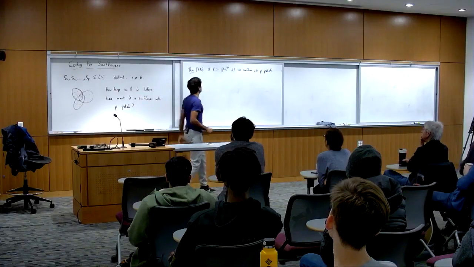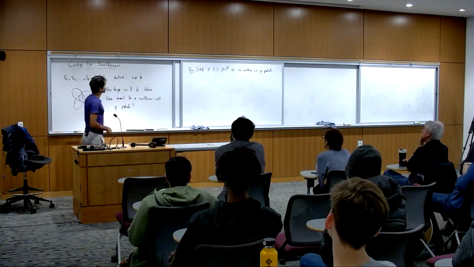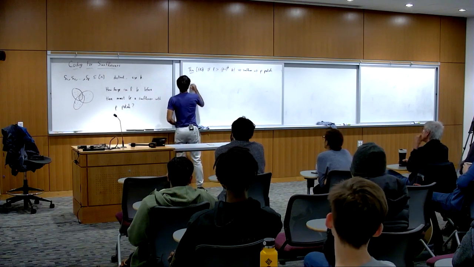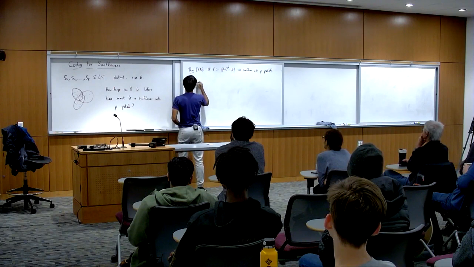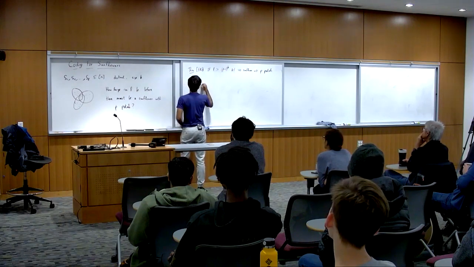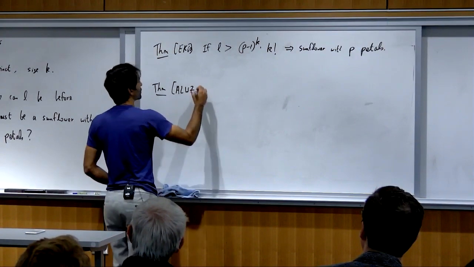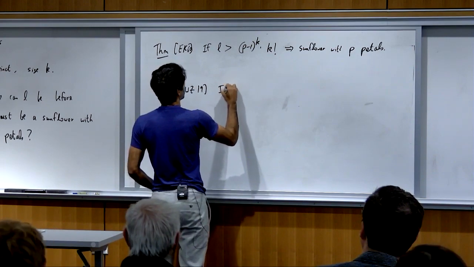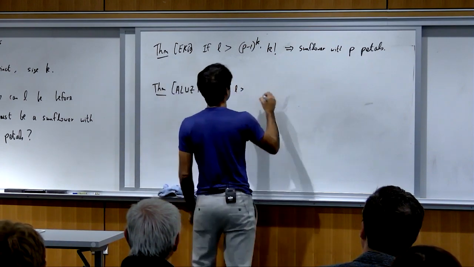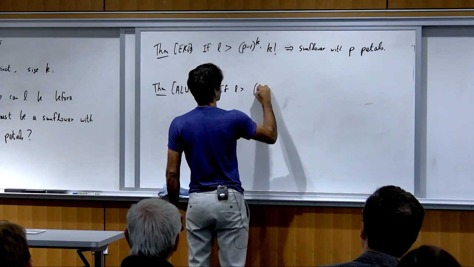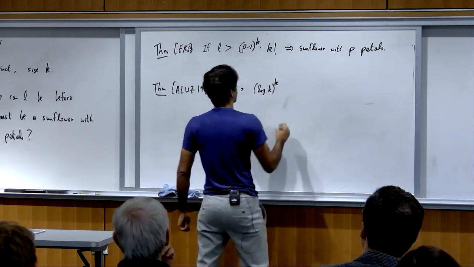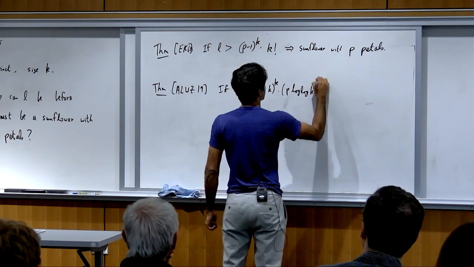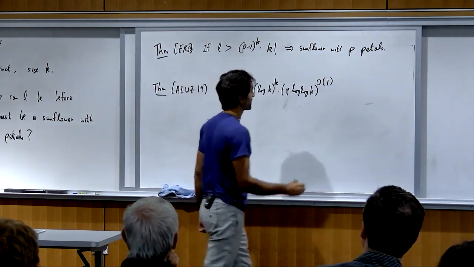So this is what they showed. And what I want to tell you about is some very recent progress on this bound. Just a few weeks ago, there was a result of Alweiss, Lovett, Wu, and Zhang, who showed the same statement but with a much better bound. They showed that if L is just bigger than a quantity that looks like log k to the power k times p log k to the power order 1, then again, you get a sunflower.